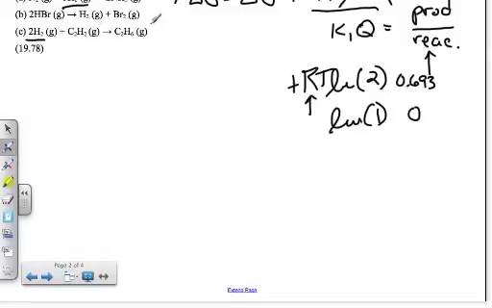In B, you're doing the opposite. You are increasing a product, and so therefore Q will increase, and if Q increases, delta G increases. All right? That's pretty much all 15 is about. Moving on to 16.